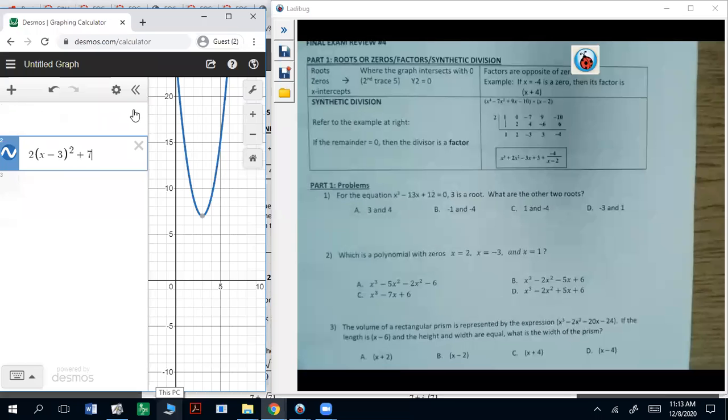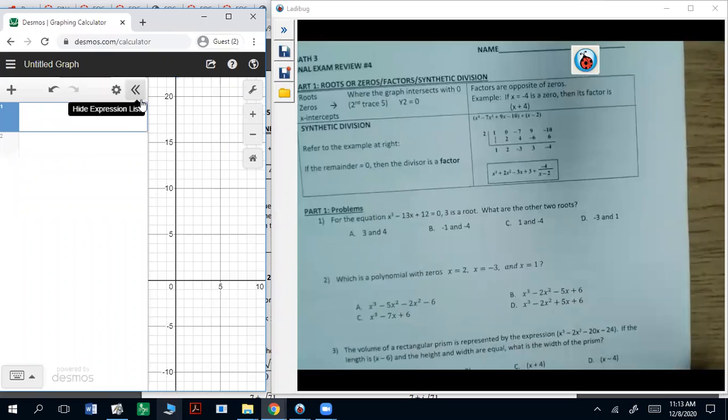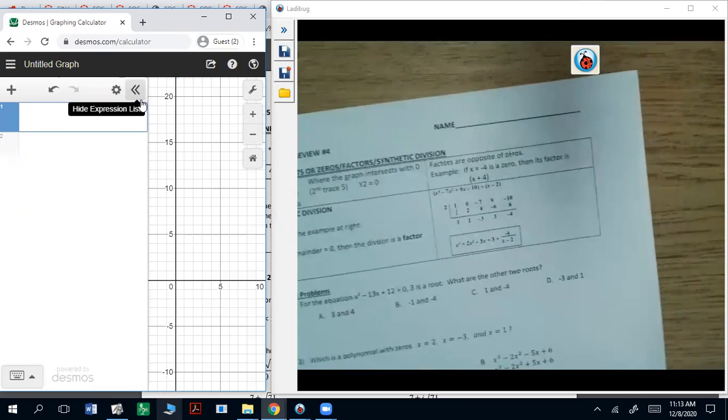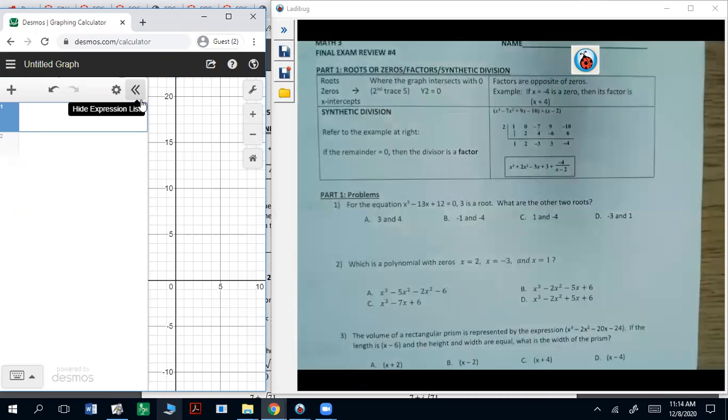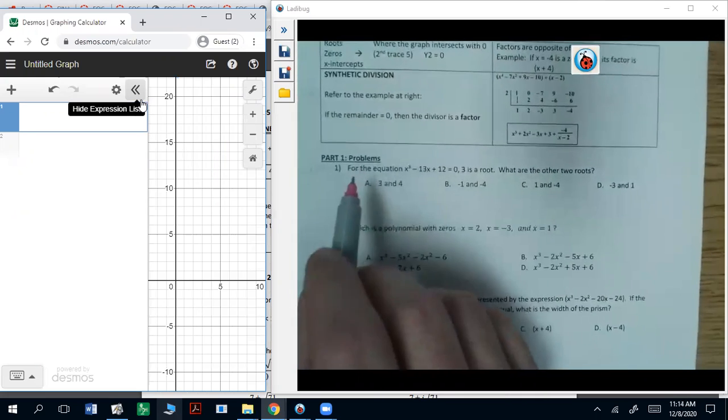Okay, this is final exam review number 4. It talks about roots, zeros, factors, synthetic division. We'll get into the ins and outs of how to do all those as we get to the problems. So let's look at number 1.